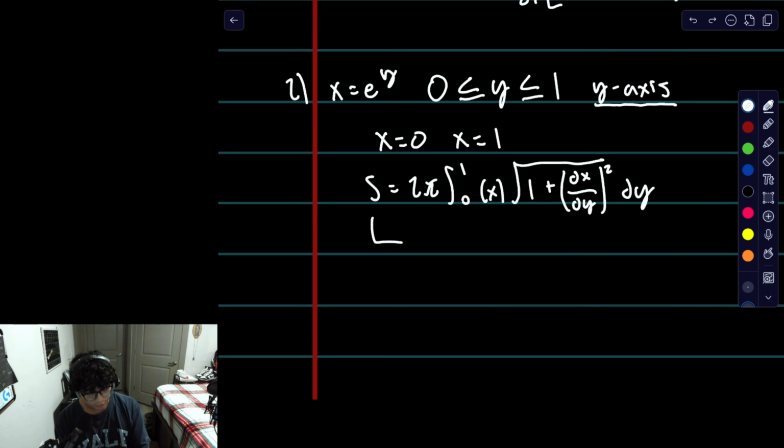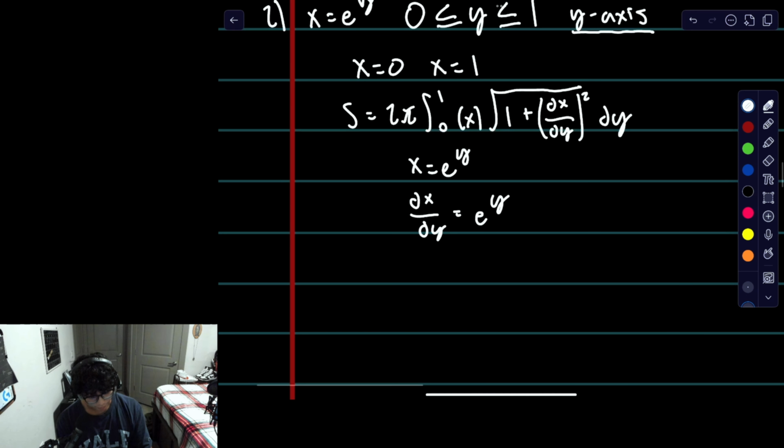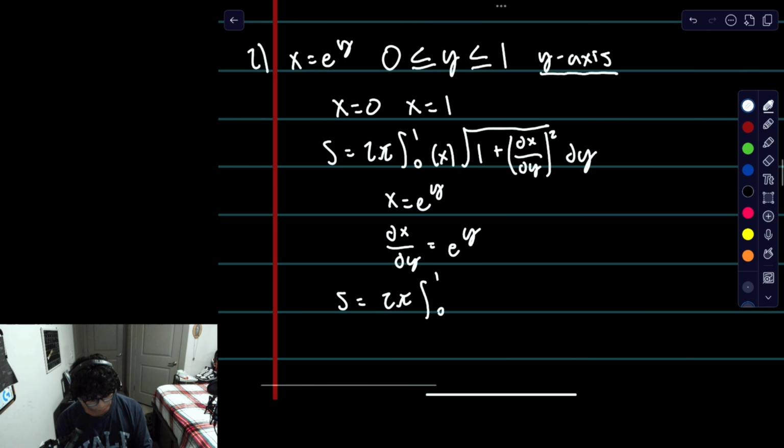Now we don't have every detail yet again because we need to solve for the derivative of our x, which is fairly easy because our x equals e to the y, so our dx over dy equals e to the y. So now we have all of our details to plug in. So the integral from 0 to 1 of e to the y, because again we're just plugging in for that x since we know our x, times the square root of 1 plus (e to the y) squared, and then dy.